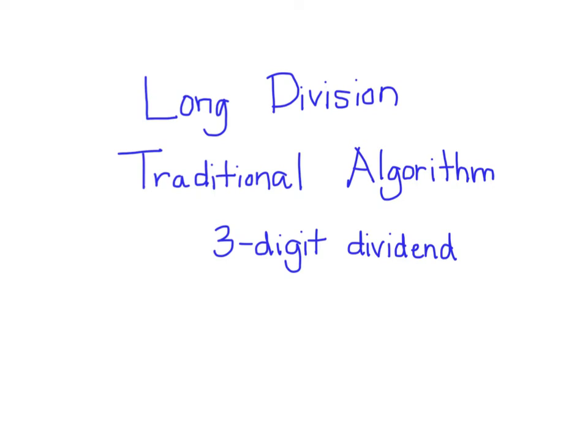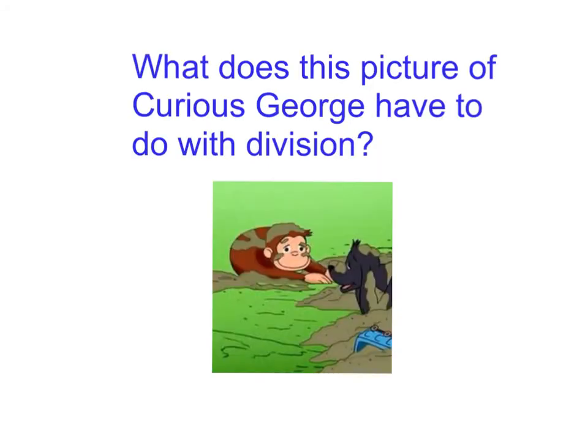In this lesson, we're going to be learning about the traditional algorithm or long division method using a 3-digit dividend. Here we have a picture of Curious George. He and a dog have been playing in the mud. And you might be wondering, what does this picture of Curious George have to do with division?